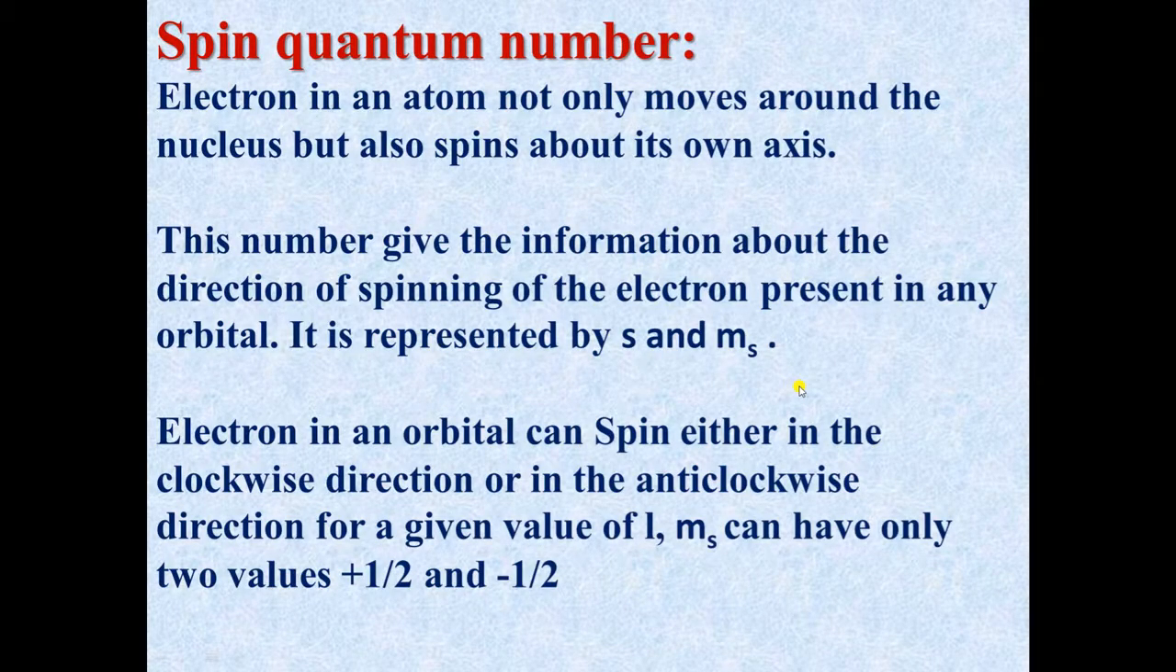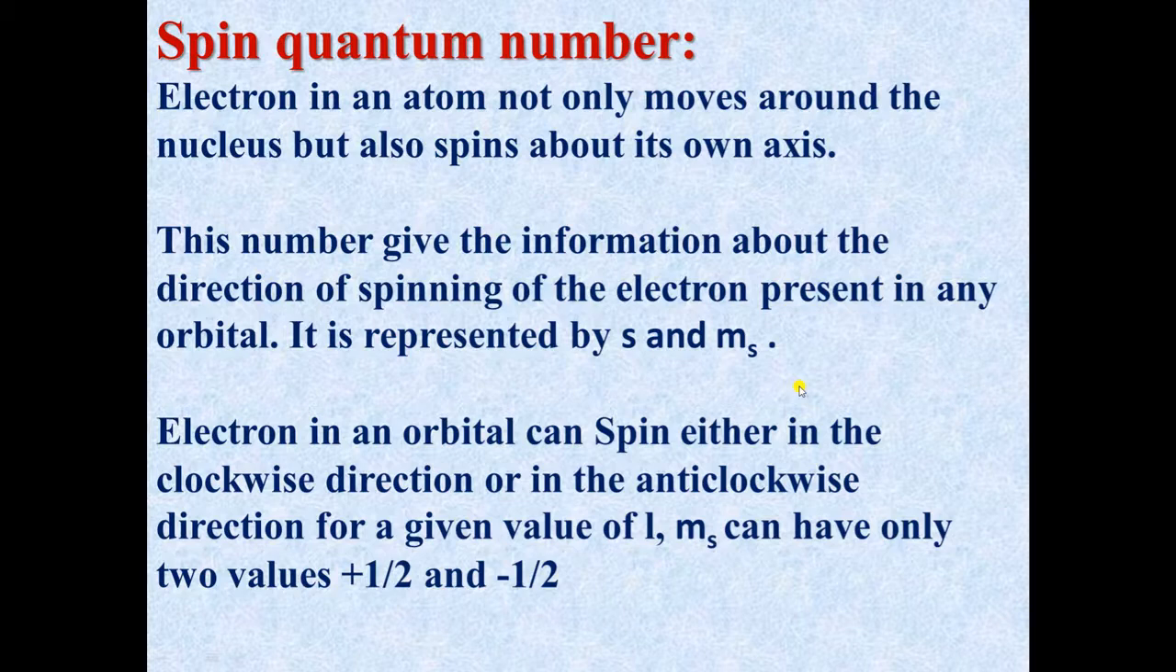Now next quantum number is spin quantum number. Okay. Now we know that electron revolves around nucleus. Okay. But there are 2 types of motions of electron. Okay. One is orbital motion and second one is spin motion. Now what is orbital motion and what is spin motion? So here we will take one example.